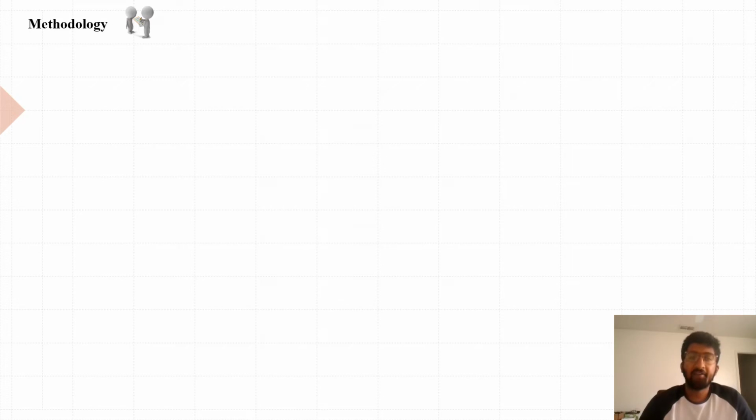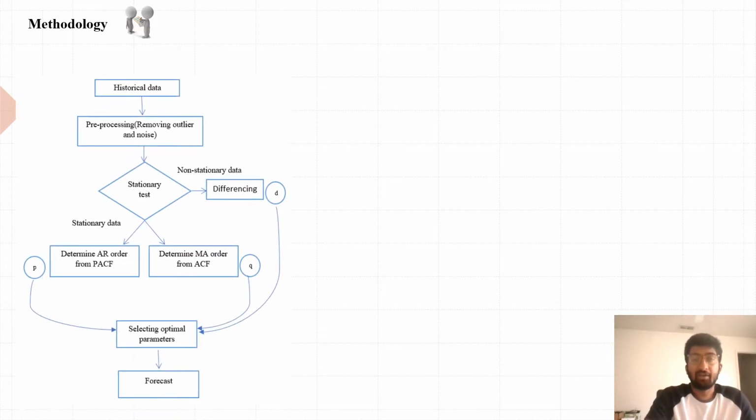After we identify the PDQ parameters, let me talk about the methodology, how we deal with this model. We have historical data, then we do the data pre-processing that I already talked about, then we take the stationary test, and if it is not stationary, we do the differencing, that is the D term. Then if it is stationary, we determine the AR from the PACF chart, and we determine the MA from the ACF chart, and similarly we select the optimal parameters and we forecast. I'll be talking about how we determine the AR term, the MA term and the differentiation term.